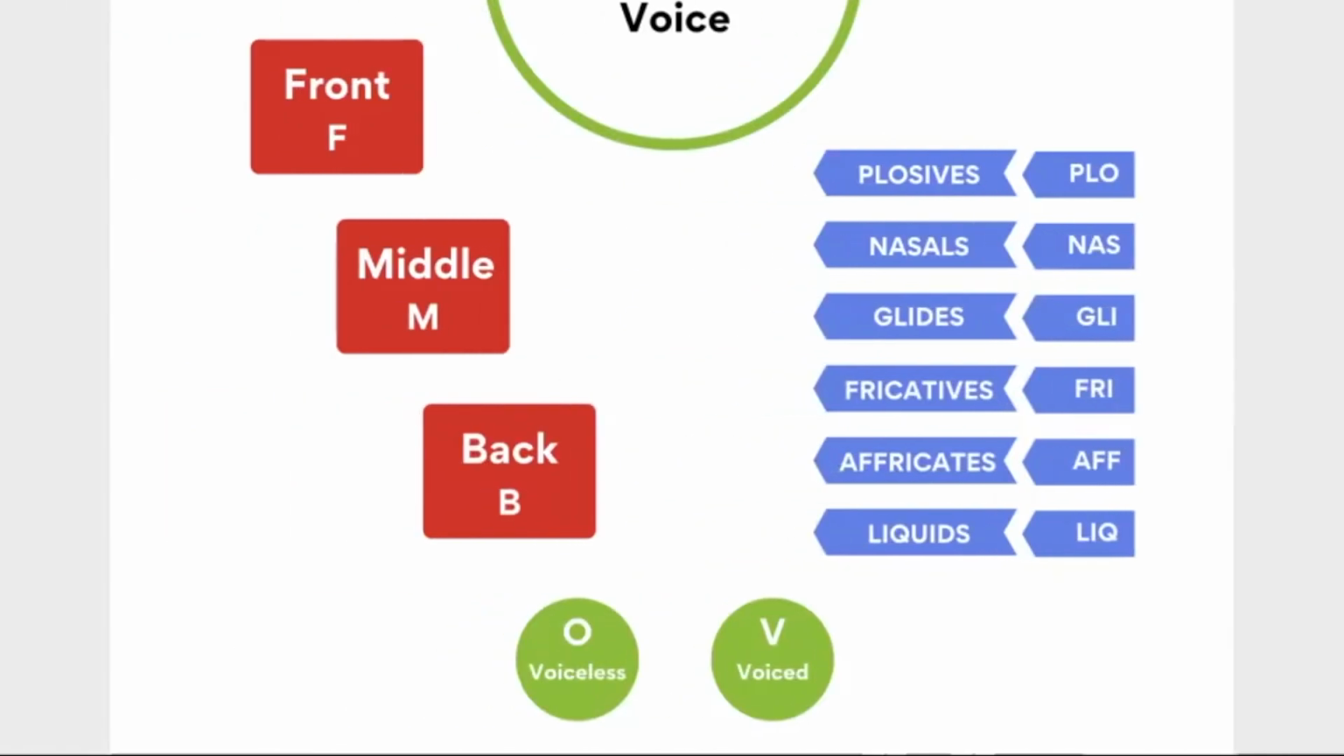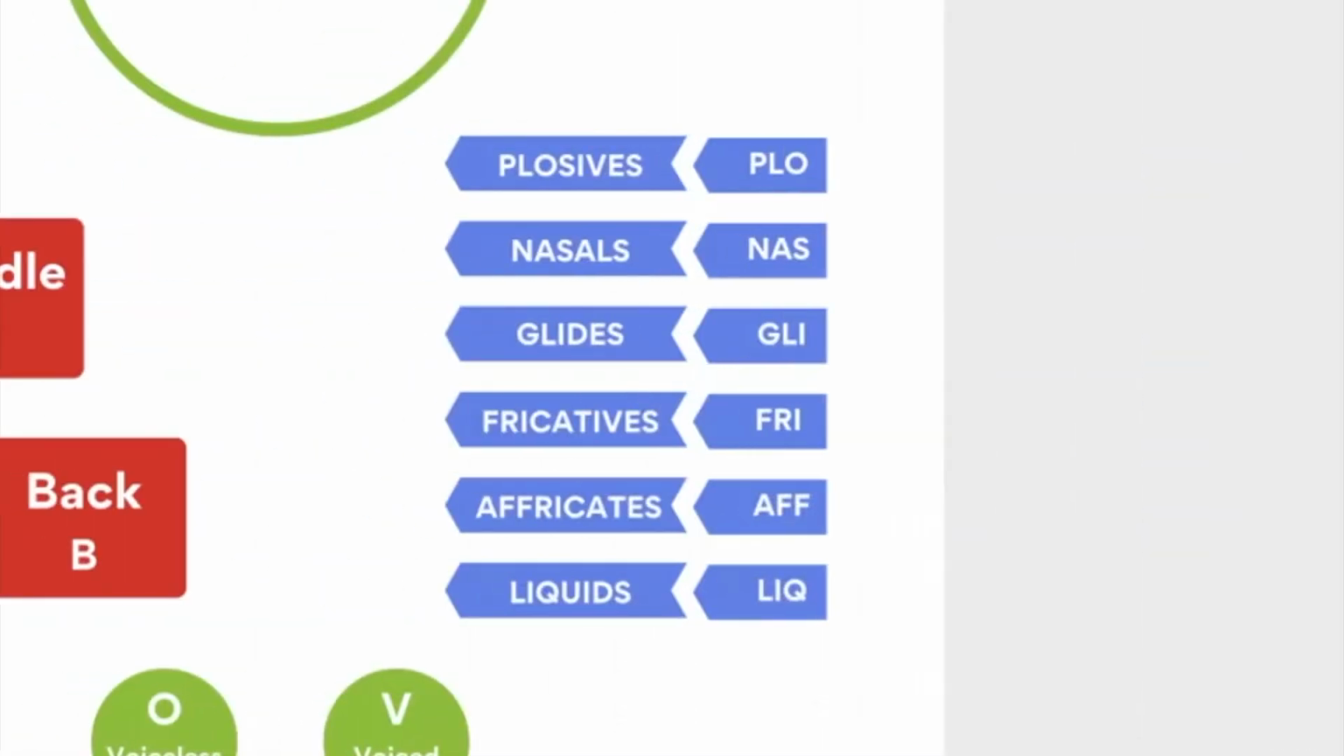What I've done there is said, let's call front sounds just a capital F, middle sounds a capital M, back sounds a capital B, voiceless, the O, voiceless, and V for voiced. And then with our manners, I've done a 3-letter abbreviation or shortening. So plosives, plo, nasals, nas, glides, gly, fricatives, fri, affricates, aff, and liquids, liq.